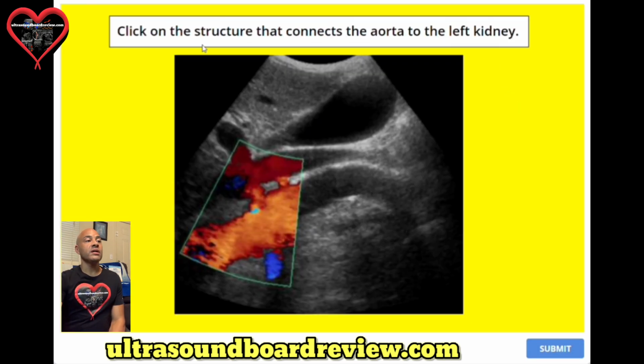Question 63. Click on the structure that connects the aorta to the left kidney. The answer is right here, the left renal artery.